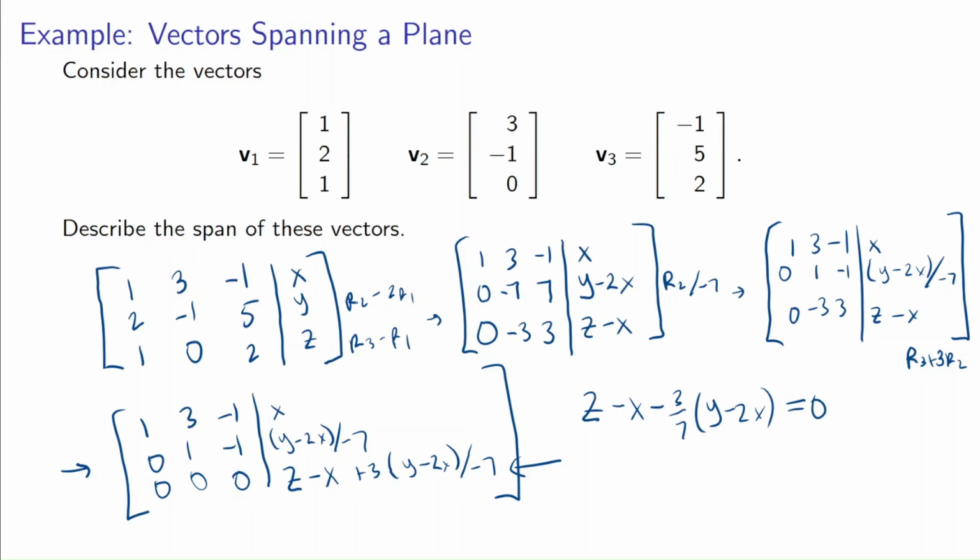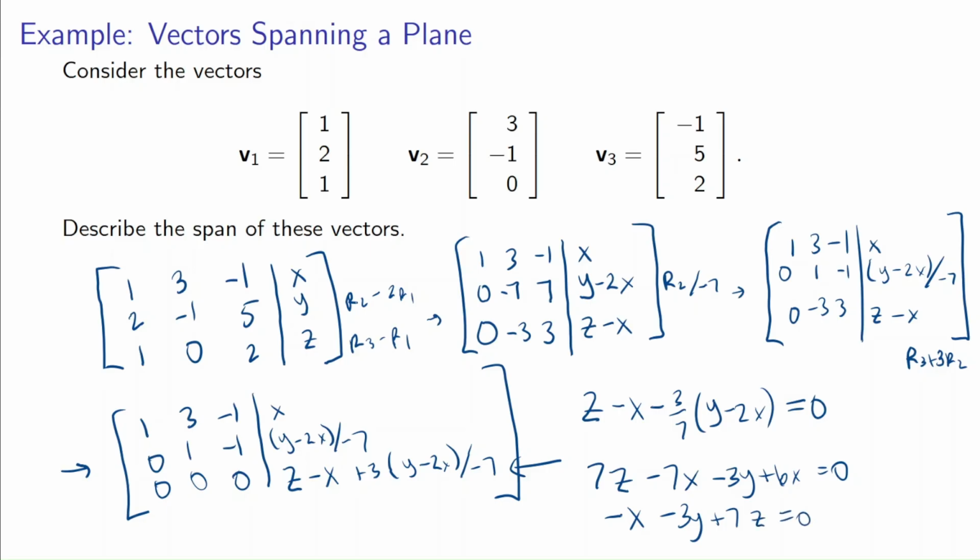And I just want to clean this up a bit. Maybe I will multiply everything by 7 just to get rid of that fraction and then distribute that 3. So we'll have a 7z minus 7x, and then minus 3y plus 6x. That equals 0. And then combining like terms and rearranging things, we can get negative 7x plus 6x, which is negative x, and then minus 3y, and then plus 7z equals 0.